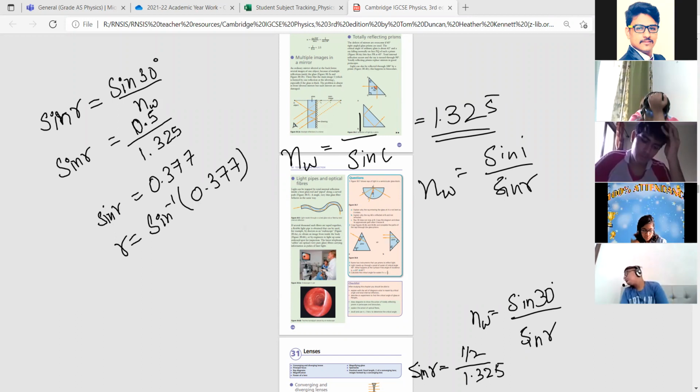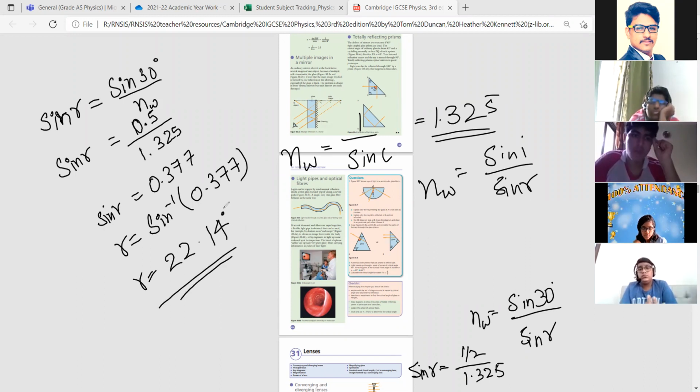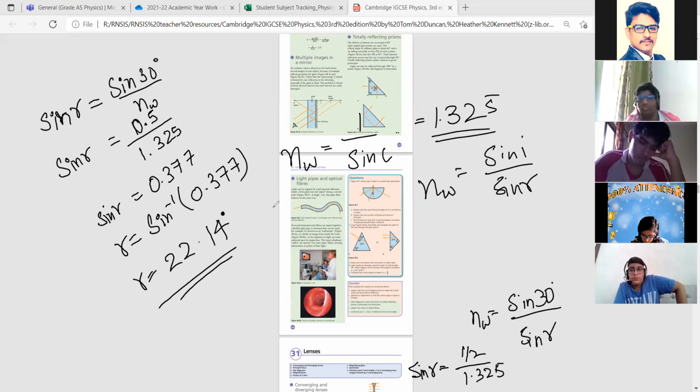22.14. So this is the angle with which the light is emerging from the surface, or rather on the other side is what we can say. Okay. Now there is one problem. 22.17. Yeah, that's fine. That is completely fine.